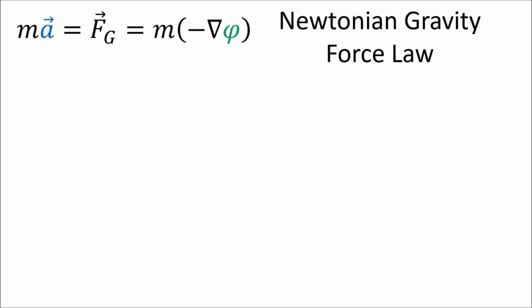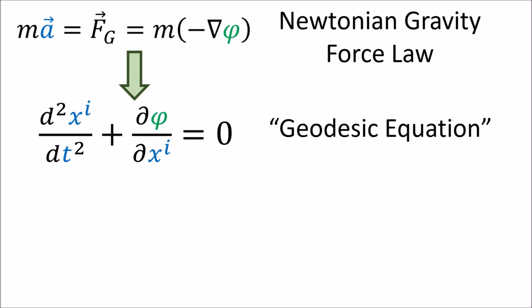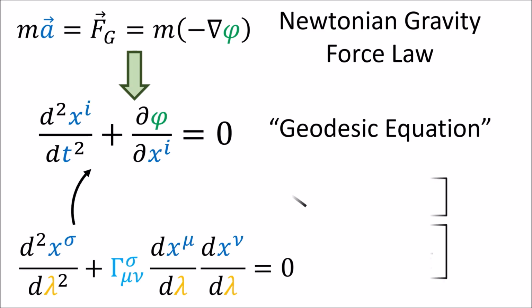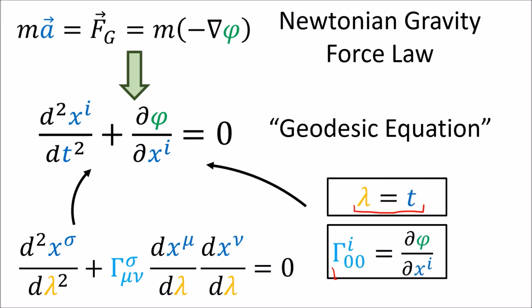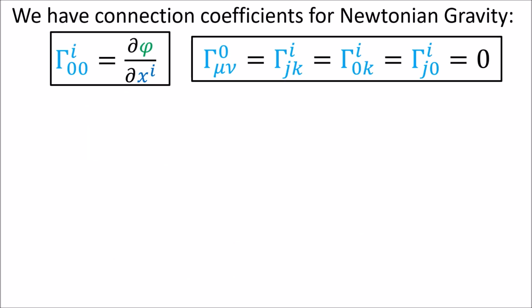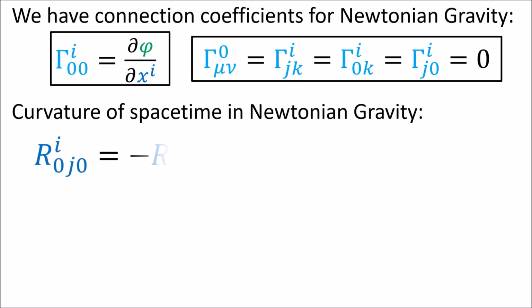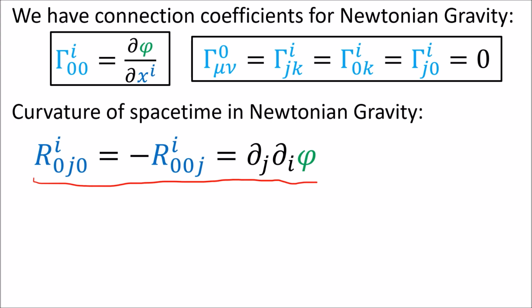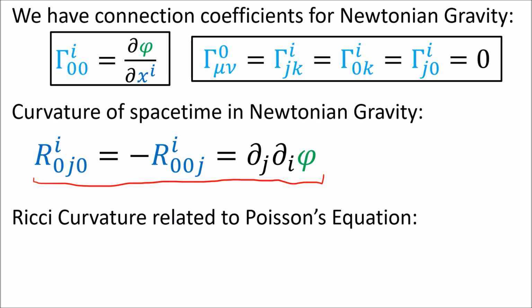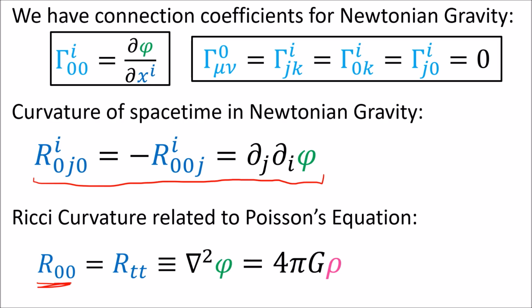So to summarize this video, we learned how we can rewrite the force equation in Newtonian gravity in the form of a geodesic equation, where the path parameter is the Newtonian time coordinate and the connection coefficients depend on the gravitational potential. This means we can interpret Newtonian spacetime as being curved, described by a non-zero Riemann curvature tensor. The only non-zero component of the Ricci tensor is the 0,0 or time-time component, and it is equal to the Laplacian of the gravitational potential. By Poisson's equation, this is proportional to the mass density at a point.